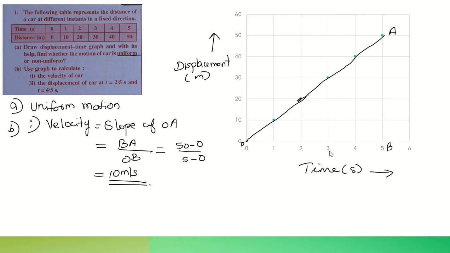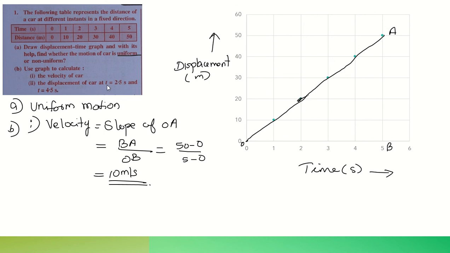Now the displacement of the car at t equals 2.5 seconds and t equals 4.5 seconds. See, this is a displacement time graph. We have calculated the displacement from the velocity time graph in the previous questions. There we have calculated the area under the graph. Don't go and calculate the area under this graph because this is a displacement time graph. So corresponding to the times given in the question, we can directly find out the displacement.